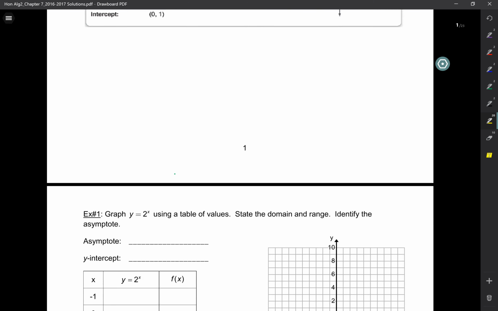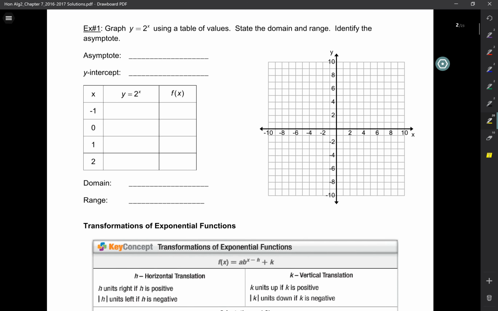Okay, so let's do an example here, and you'll see what we're talking about. We're going to graph 2 to the x using a table of values, and it says to identify the asymptote and the y-intercept. So the default case, this does not have any vertical translation. The default case is that the asymptote is always the line y equals 0. That's here. That's always going to be the asymptote y equals 0 unless there is a vertical translation, which we'll come to in a little bit.